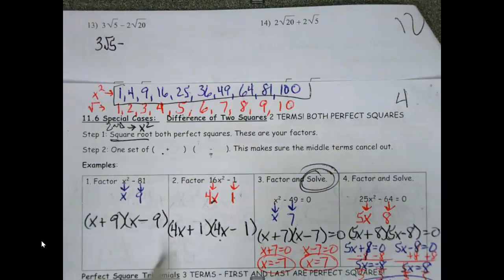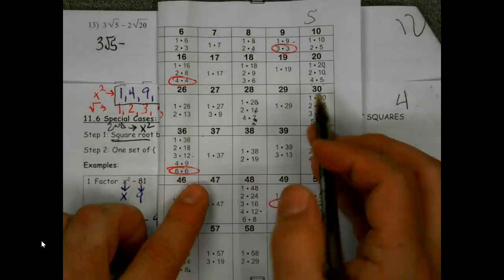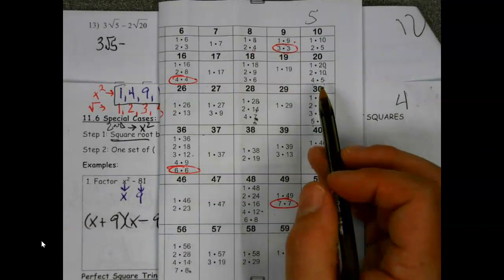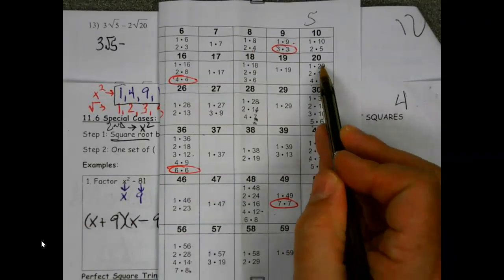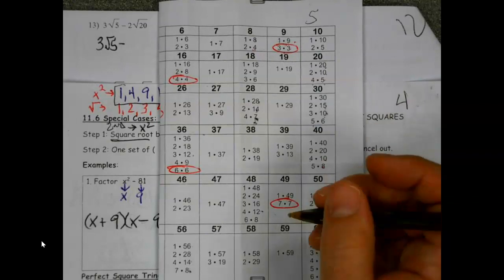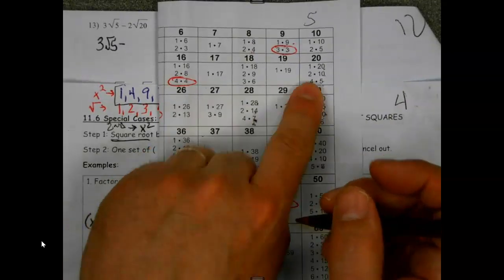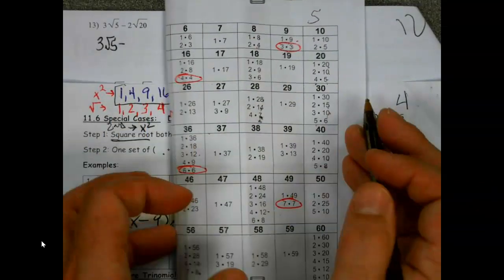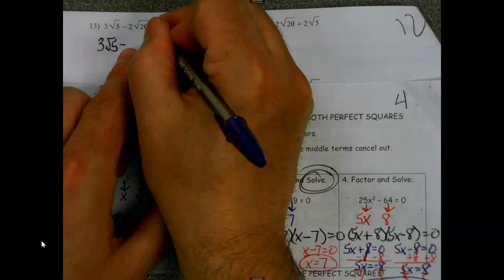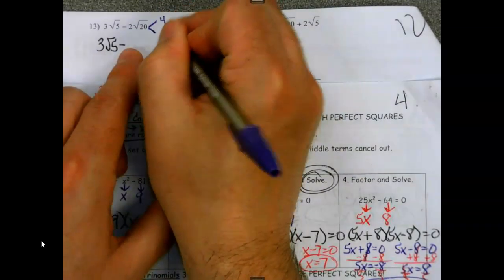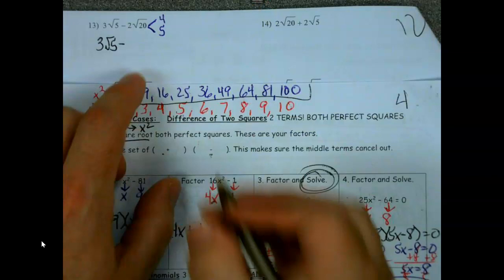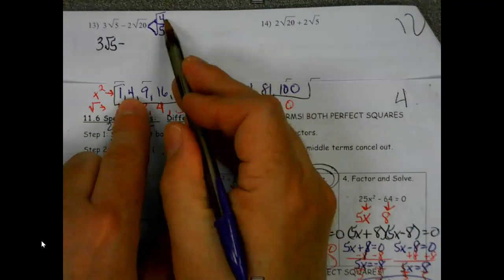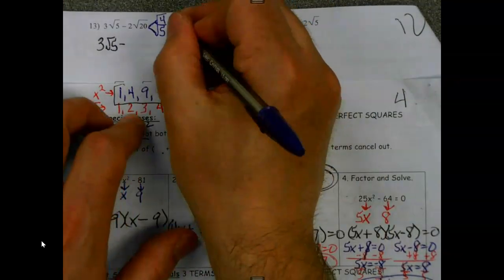But then I get here and I look at 20. Besides 1, if I look at the other numbers in the 20 box, are there any perfect squares in there? 4's in there. So 4 goes with 5. So here's how this works. We're going to take the 20. We're going to break it up into 4 and 5. And that perfect square, the 4, square root of 4 is 2.